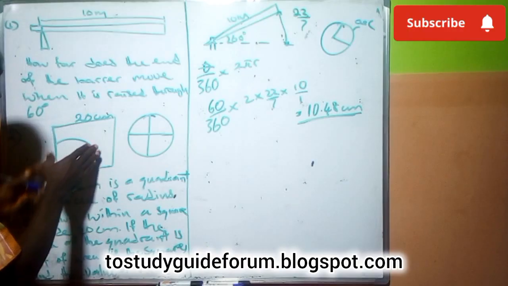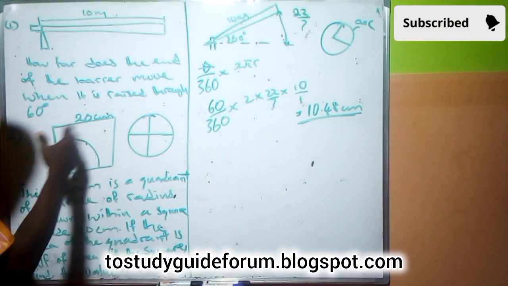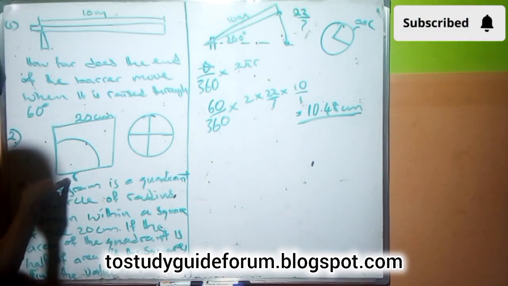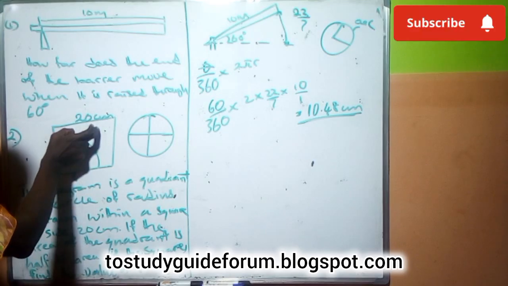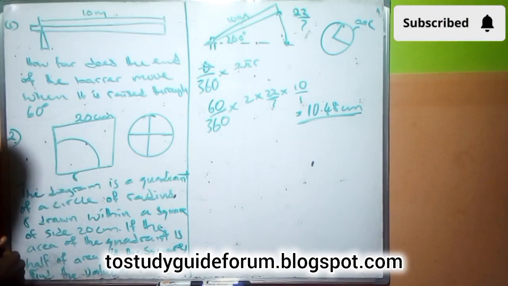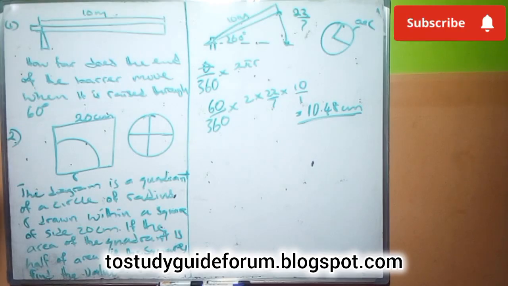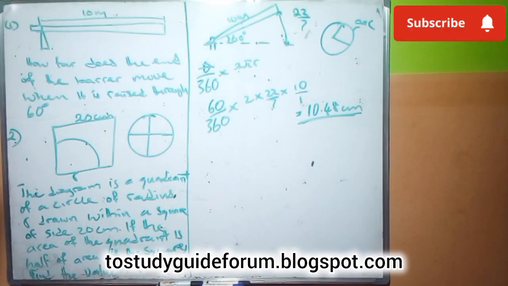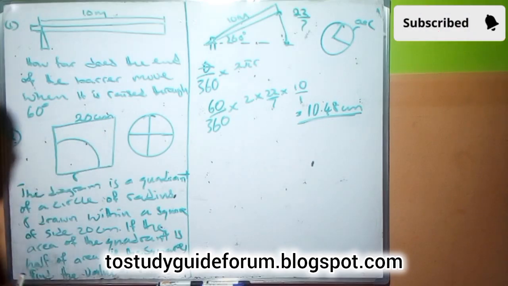So here now we have a square. A square always has all sides equal. And the question said that we have to find this radius. Now, if you are to define the radius, we have the length of the square, which is 20. And the question said that if the area of the quadrant is half of the area of the square, find the value of the radius. Now we know from this diagram already.